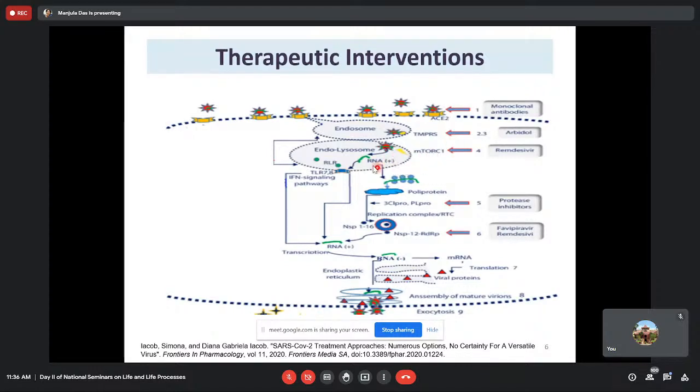The capping and the immune mimicking behavior of the virus can also be mitigated by remdesivir kind of drugs. Then there are protease inhibitors which can stop the viral entry and viral replication. Similarly, there are other drugs which act at different stages, which can stop the viral replication and the viral exocytosis also.